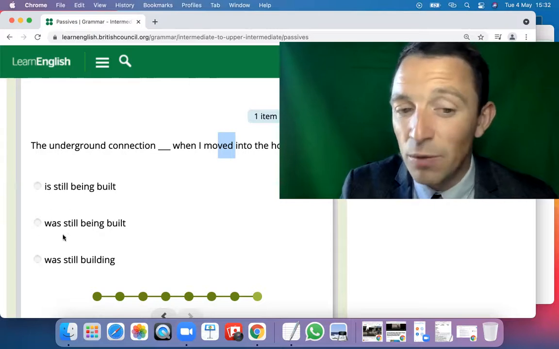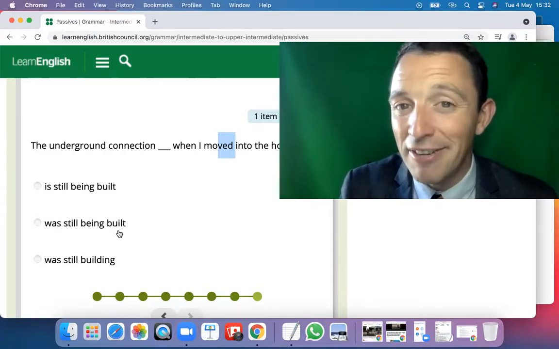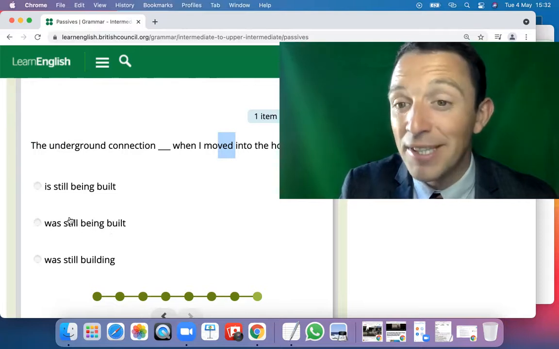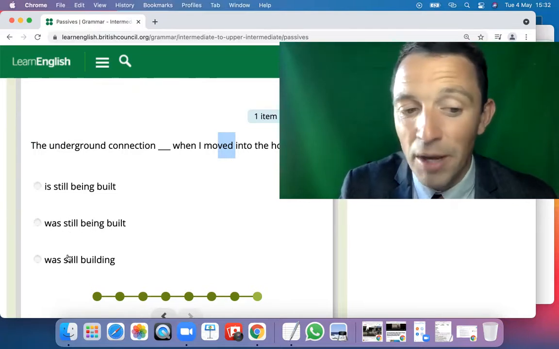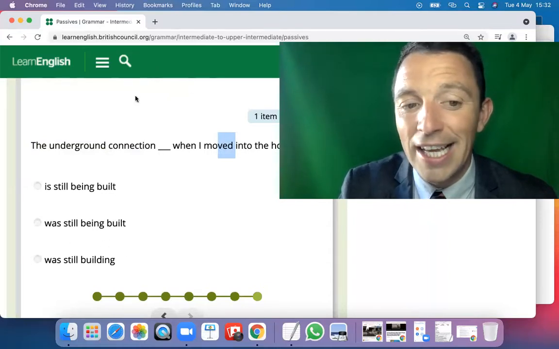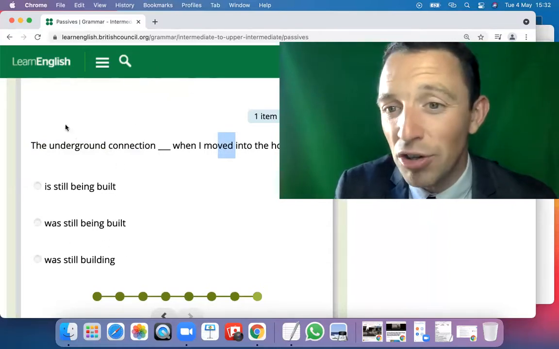So this is the verb to be in the past continuous, was being. That's the verb to be plus the participle. So this is definitely a candidate. And the adverb still is possible. That's no problem. Was still building, that is the past continuous, so it's different. So I think this is the passive structure.